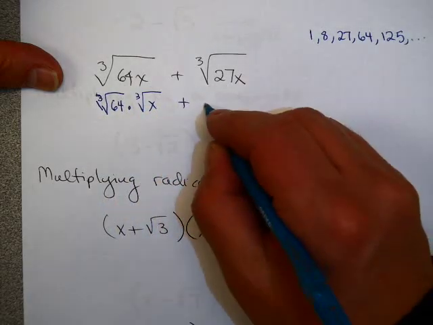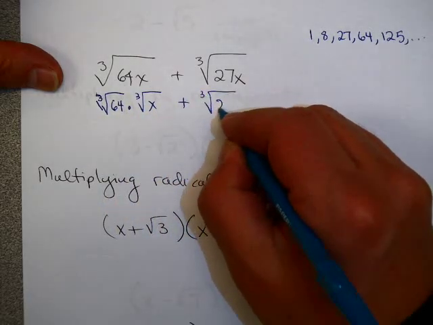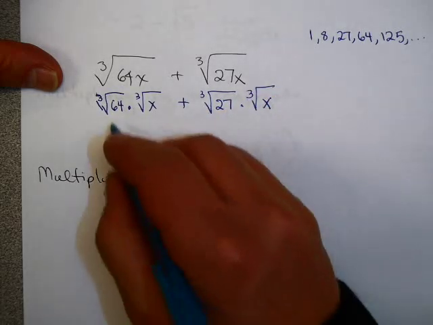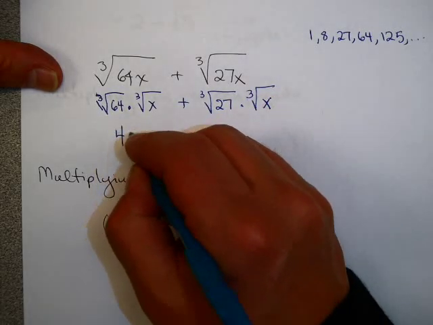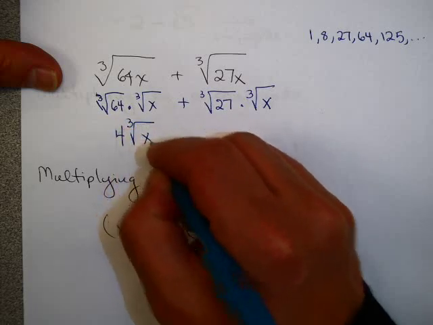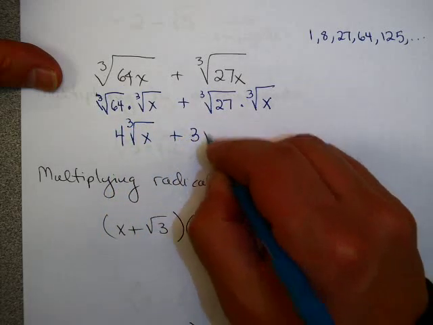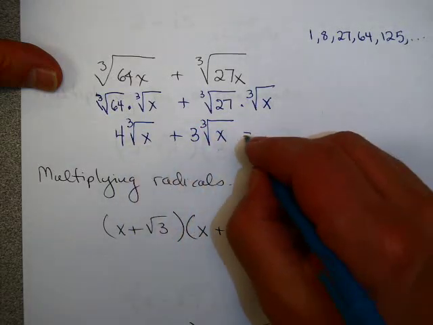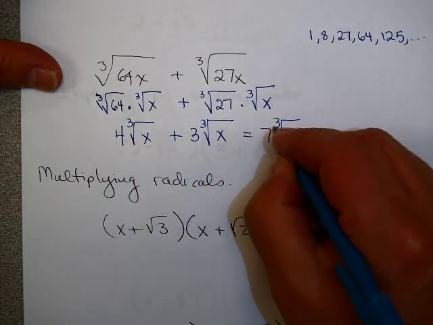And what about the cube root of 27? Well, that's a perfect cube itself, the cube root of 27 times the cube root of x. And of course, the cube root of 64 is 4. And the cube root of 27 is 3. And now you look at these, they are completely like radicals. There's 7 cube root of x.